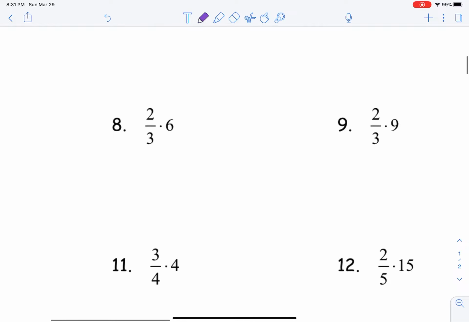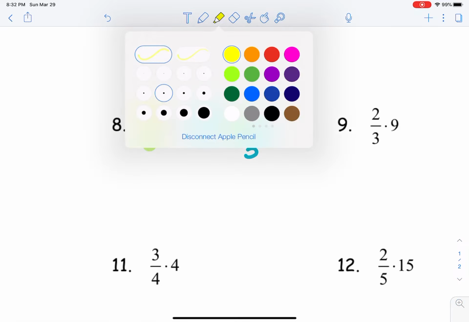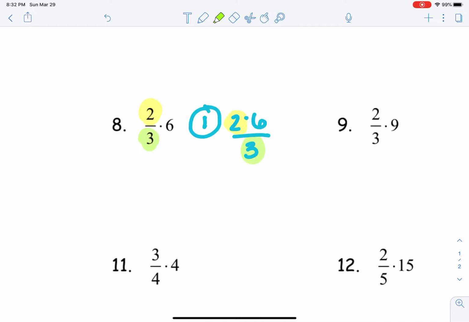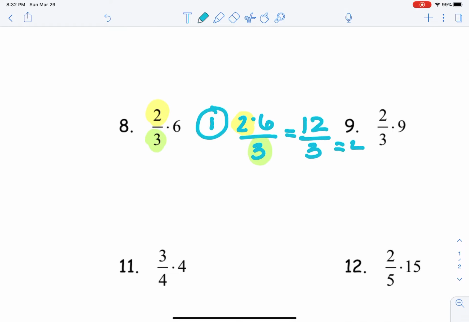Okay, so let's look at this one. Let's start off with our first method. This is my numerator, and this one's my denominator. So our first way of doing it is multiplying by the numerator, so 2 times 6, and then dividing by our denominator. Notice how here I have my numerator that I'm going to multiply with, and here I have my denominator. So 2 times 6 is 12. Divide that by 3. That equals 4.